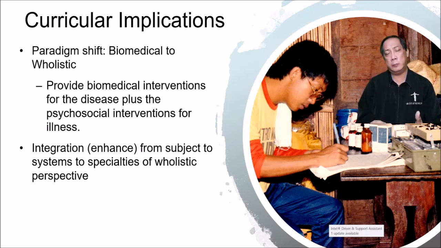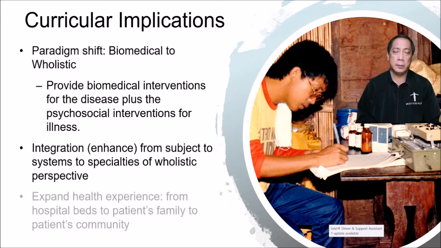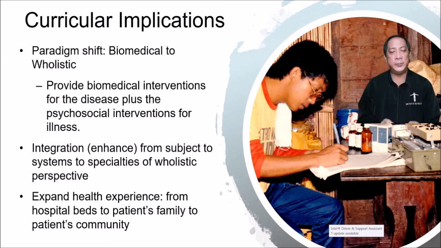Probably it would mean we will discuss this in the near future, in the next few weeks. But the thing is, in sequencing or organizing courses, you may have to start removing courses like anatomy, physiology, and integrate them instead in one course. It could be systems based, it could be the cardiovascular system, where you integrate anatomy, physiology, pathology, and at the end, diagnostics and treatment. And of course, expand health experience from hospital beds to patient's family and to patient's community.